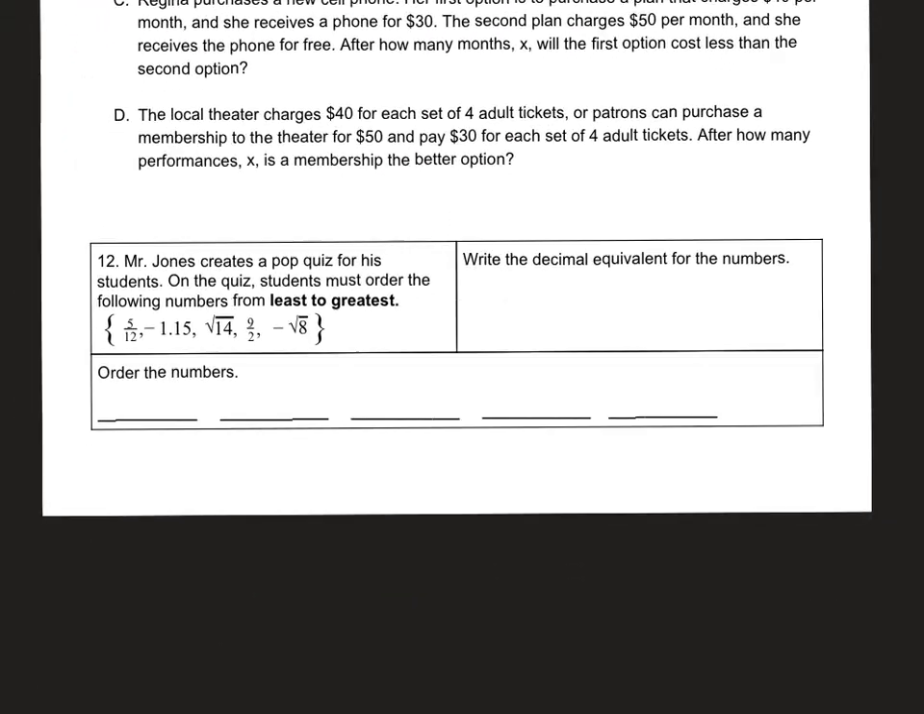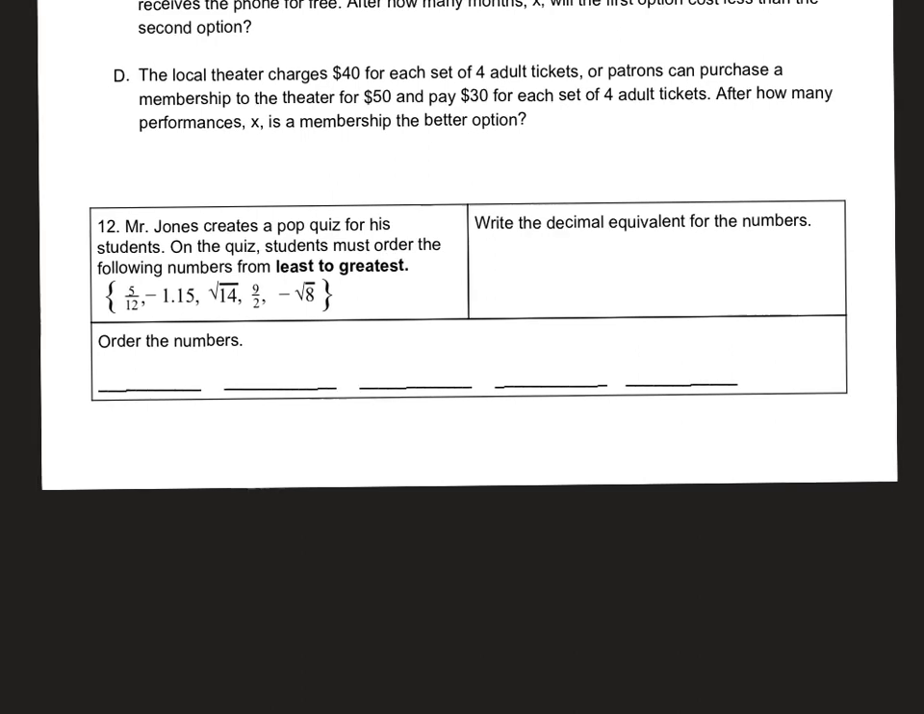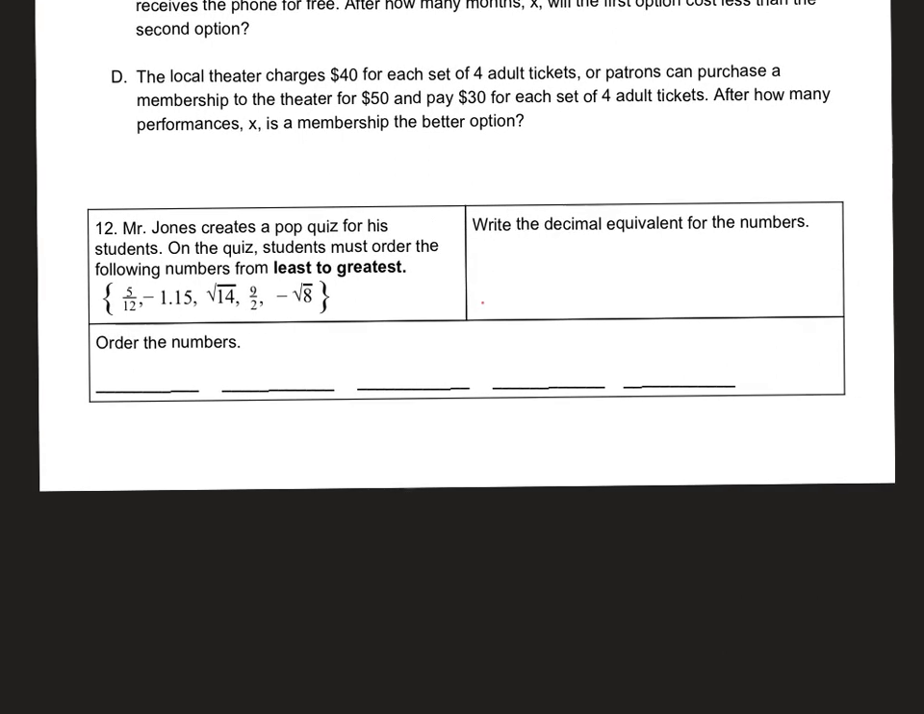All right, last but not least, remember, comparing and ordering is not going to go away. So please make sure that you have your Desmos calculator, as you will see a comparing and ordering problem on your tests. So when I take 5 and I divide it by 12, that gives me 0.416 repeating. That's 5 divided by 12. I know that I have negative 1.15. I don't have to worry about that.